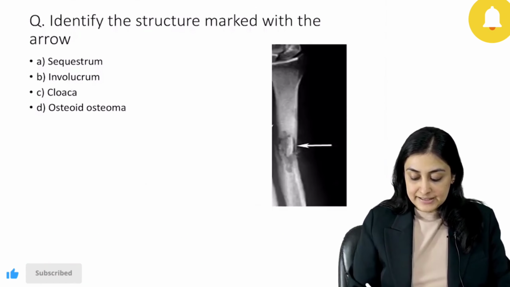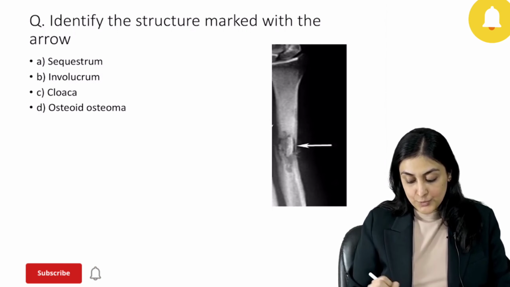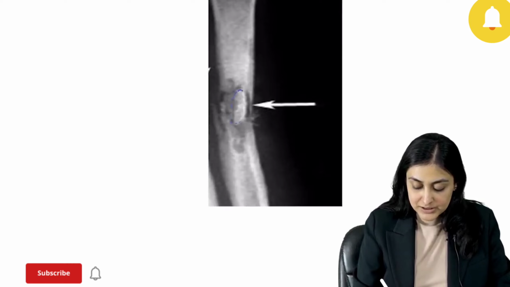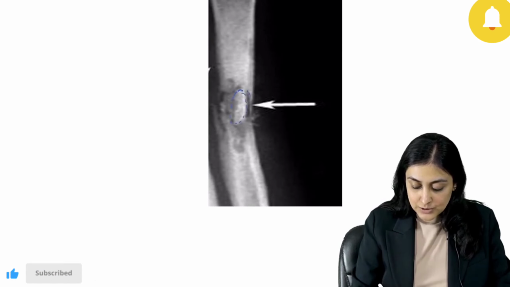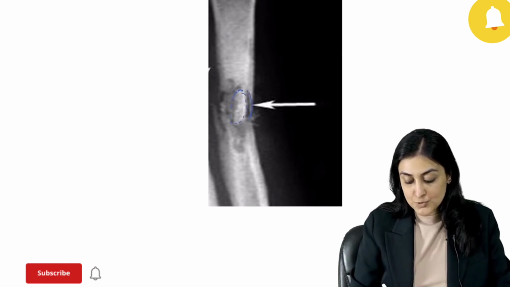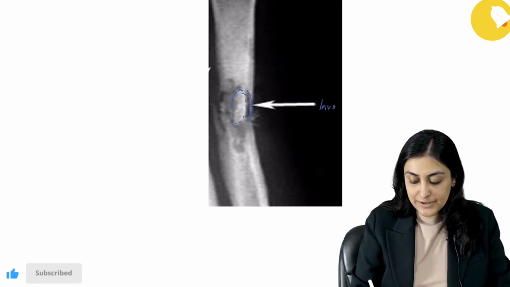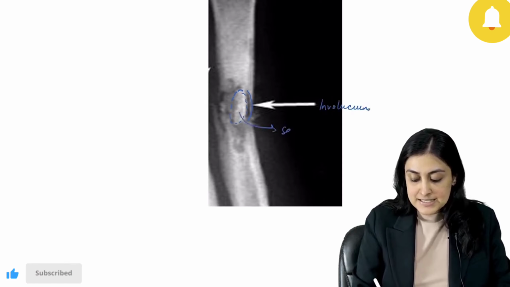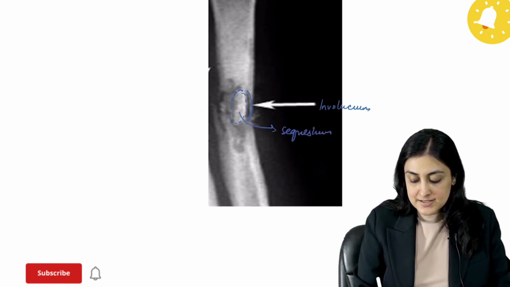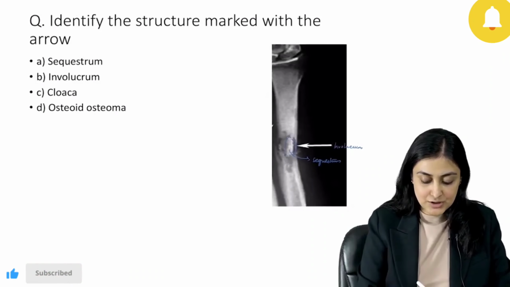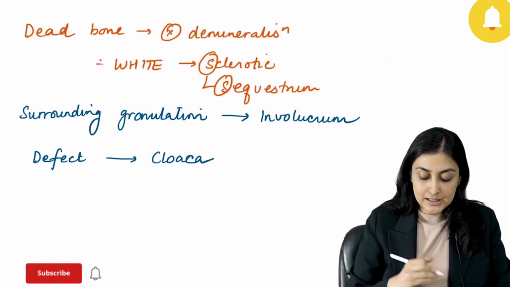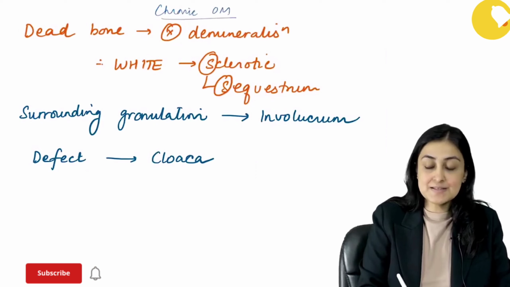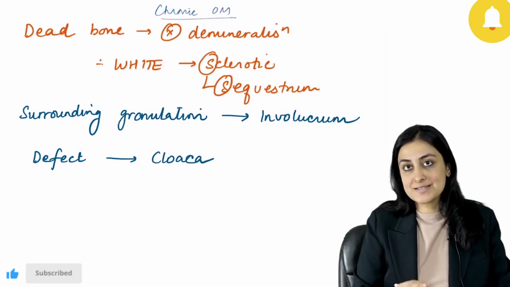Looking at this image, identify the structure marked by the arrow. If you look very, very closely, there is one area which is sclerotic in the center, and then there is one loosened zone which is marked by the arrow. So this loosened zone is what is called involucrum, and this central white is called sequestrum. Alright, so let's discuss these findings. What are these features? The answer here is involucrum, but we are discussing chronic osteomyelitis X-ray features, and this is an X-ray which has figured a lot in your exams.